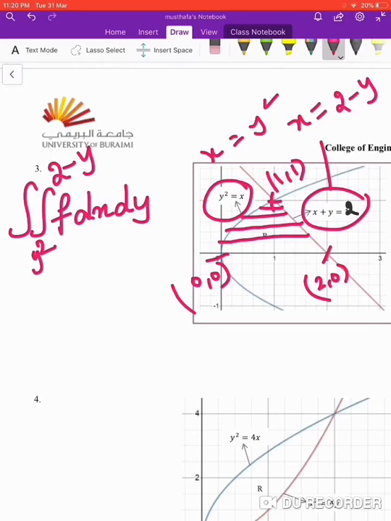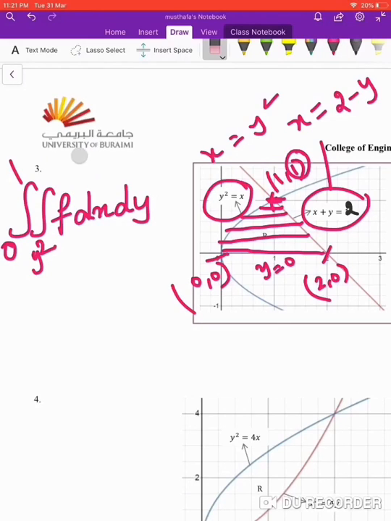Now look at the line. This is your x-axis. The equation of the x-axis is y equal to 0. So from the bottom line until this end, when we start, the value of y is 0. When we stop, the value of y is 1. So the limit for this region of integration for the order dx dy is integral 0 to 1, integral y power 2 to 2 minus y. I hope it is clear to everyone.